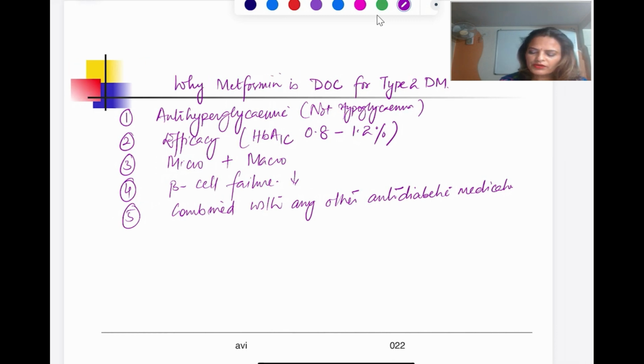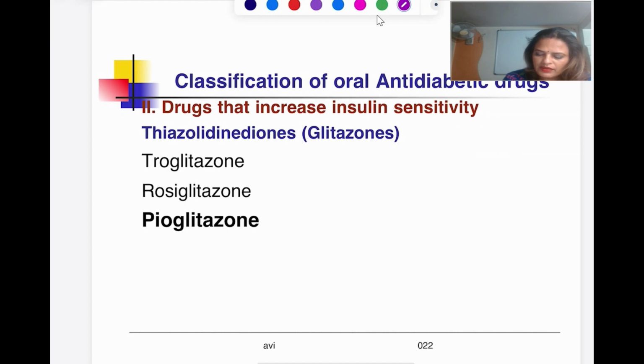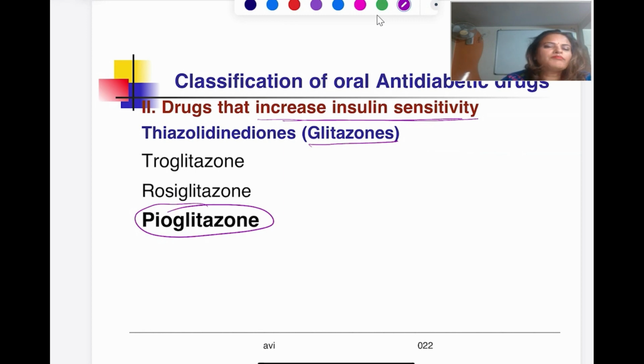So another group of drug which act by reversing the insulin resistance, that is thiazolidinediones or glitazones. What do we call it? We say it glitazones. So we have troglitazone, rosiglitazone, pioglitazone. So clinically we use only pioglitazone. Now what are this group of drug? They are PPAR gamma agonist. What is this PPAR?